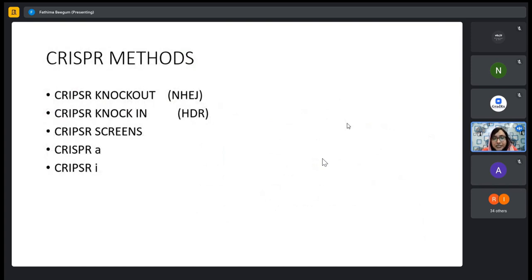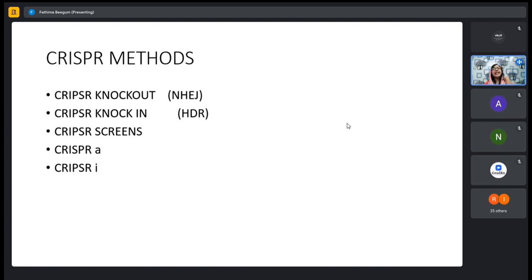Then coming to the methods of CRISPR knockout, as I already told you before, that is, if the repair process is taking place by the NHEJ repair process. An organism has two repair processes, NHEJ and HDR. And if the repair is taking place by the NHEJ process, that is the non-homologous end joining process, then we can get a frameshift. The gene will undergo a frameshift mutation and the gene will become non-functional. So CRISPR knockouts can be developed.